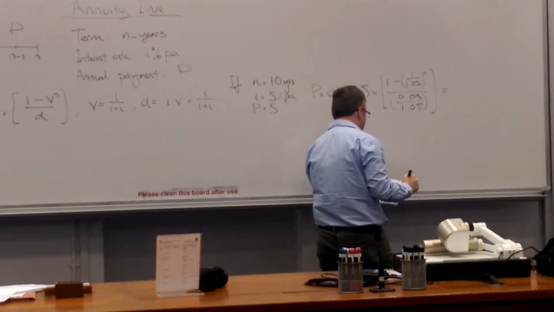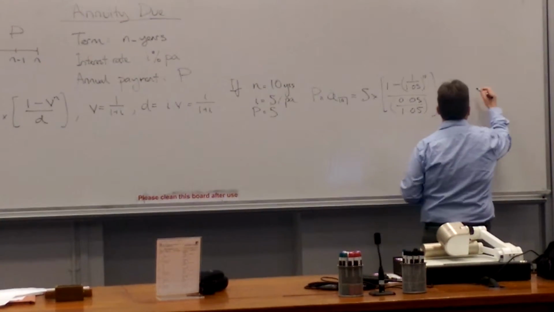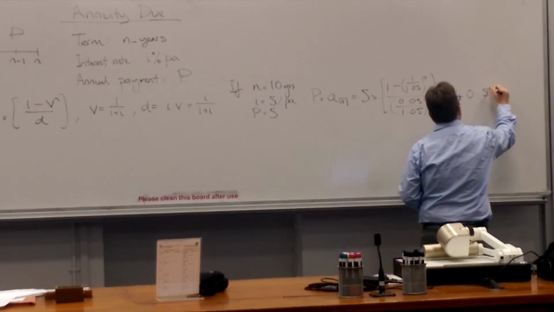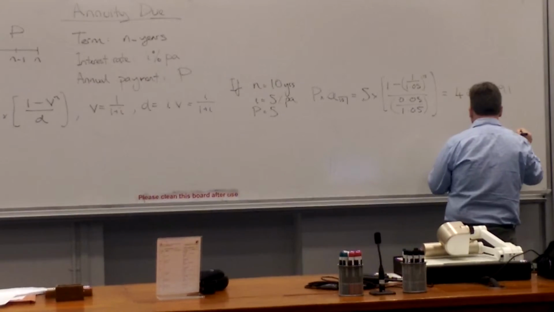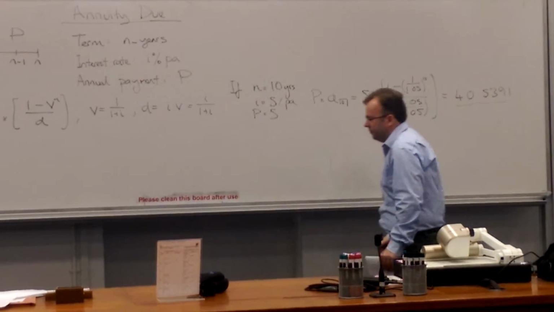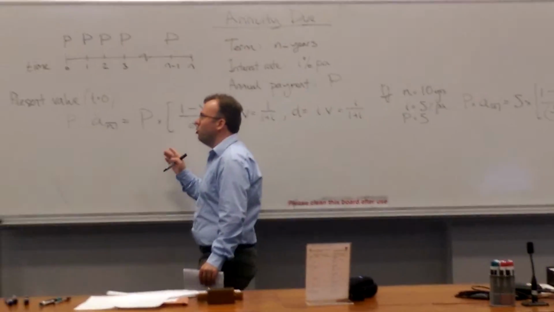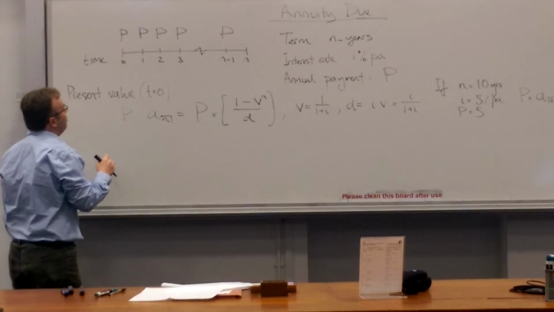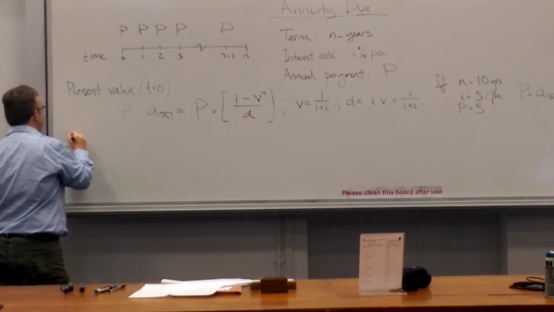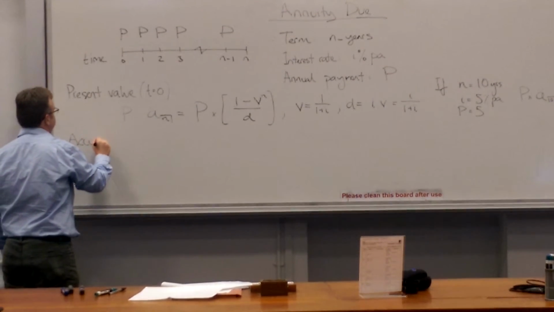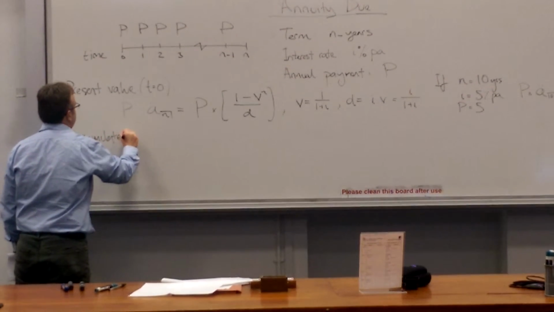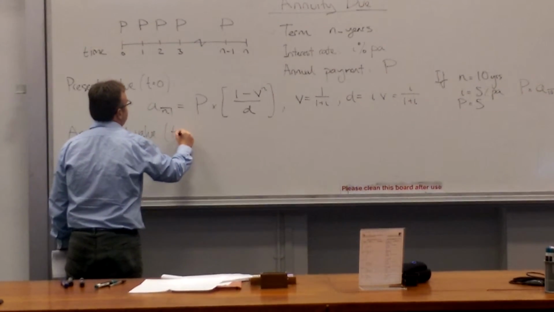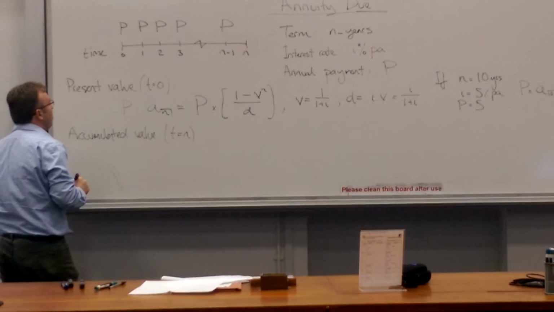And if we perform that calculation, we find the value is 40.5391. So that was the present value, which is the discounted value of the cash flows to time 0. What about the accumulated value? That is the value of the cash flows at t equal to n.